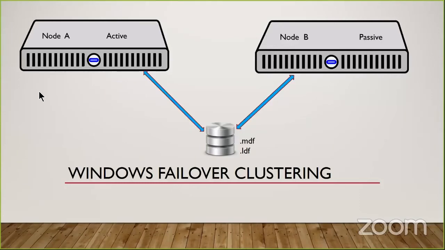Those two computers share an external hard drive. That external hard drive could be an external iSCSI disk. It's unlikely anymore. In the early days, that's what we used. But nowadays, almost exclusively, that external disk is going to be a SAN, a storage area network. That SAN, or that external disk, whatever it is, will contain your data files and your log files.